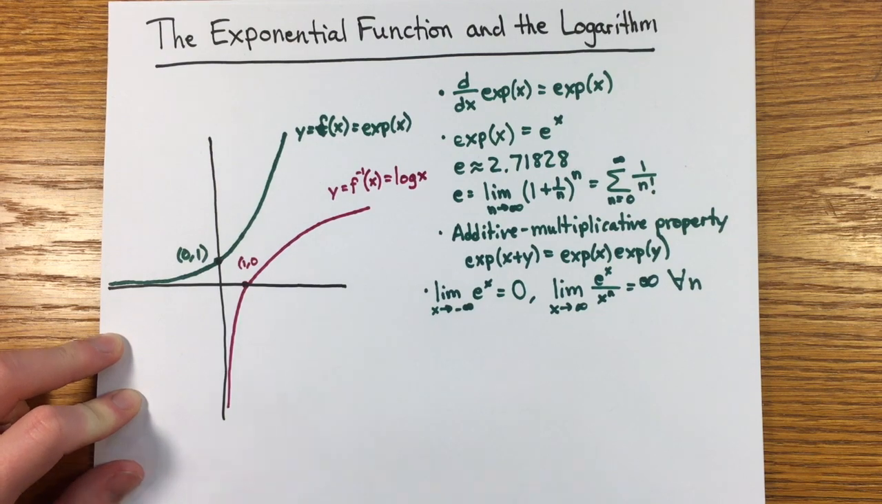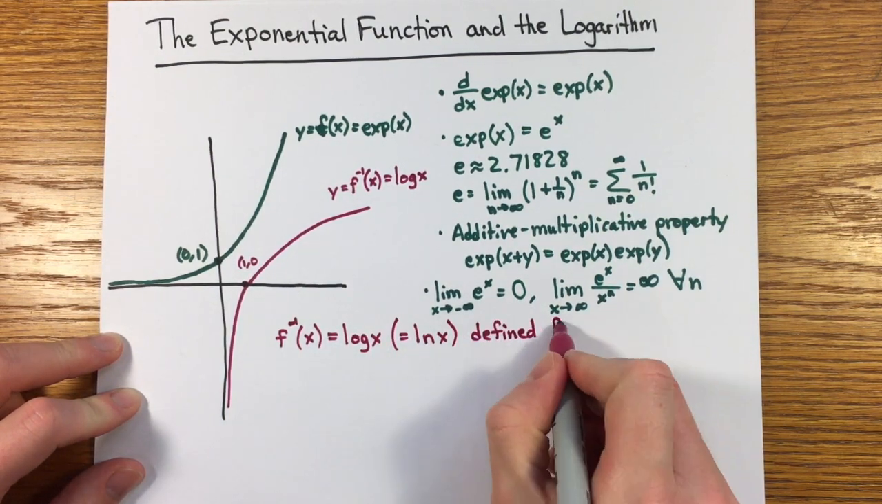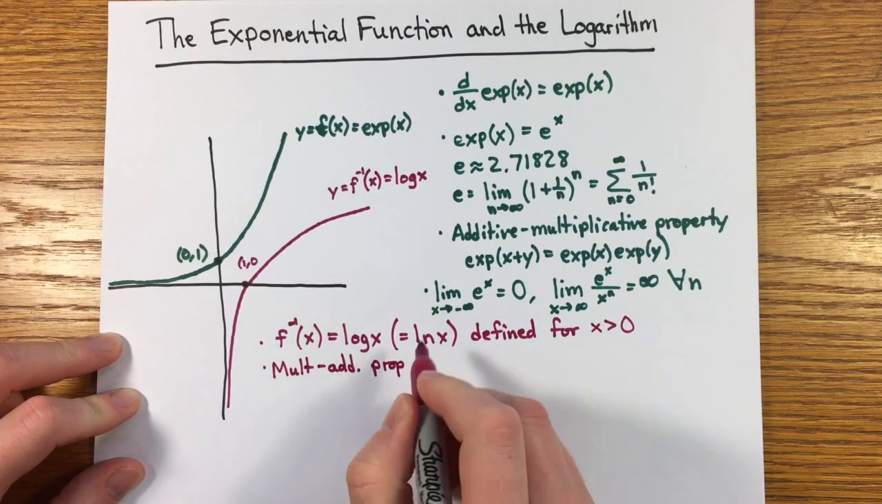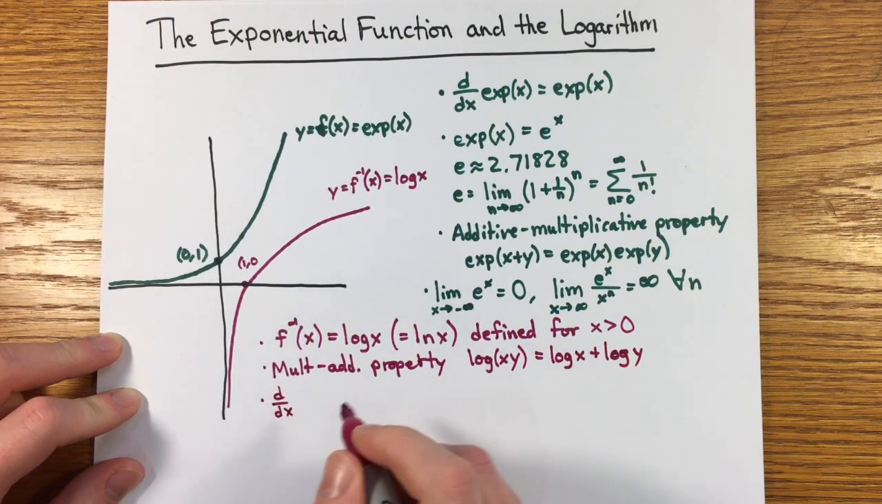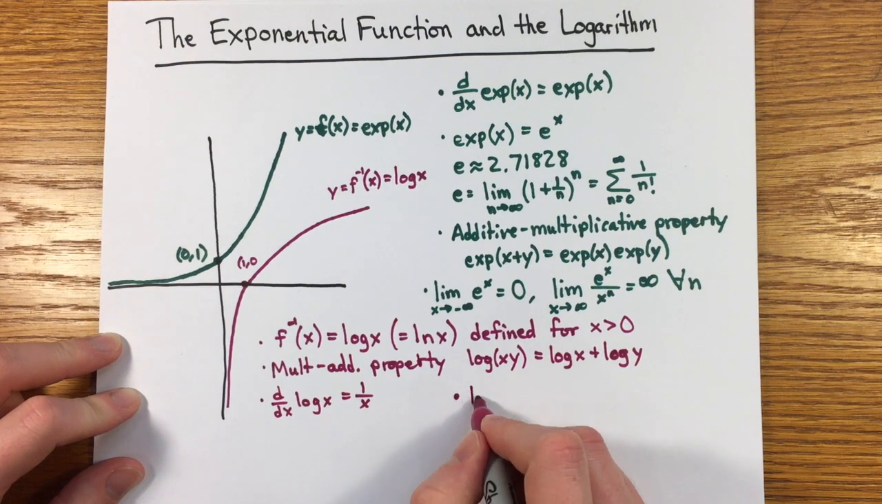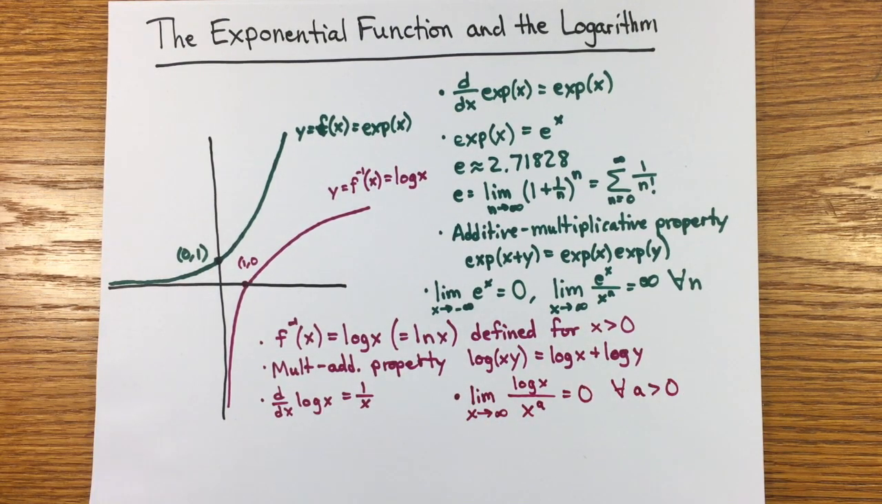Exp has an inverse called the log of x, sometimes written ln of x for natural logarithm. It's defined for x greater than 0. It satisfies the multiplicative-additive identity log of xy equals log of x plus log of y. It has derivative 1 over x and grows slower than any power of x.